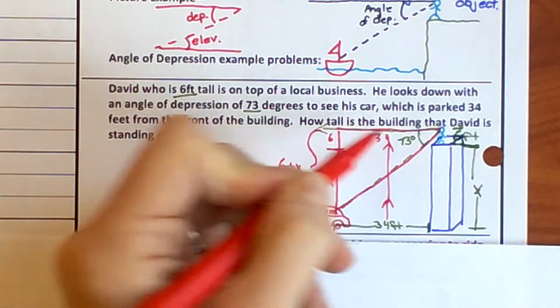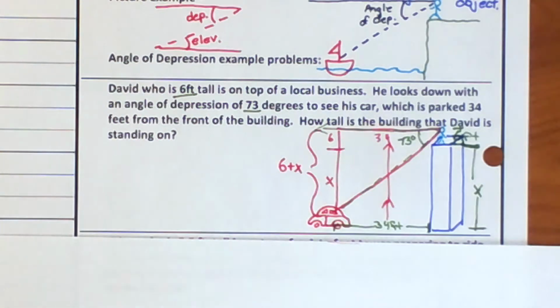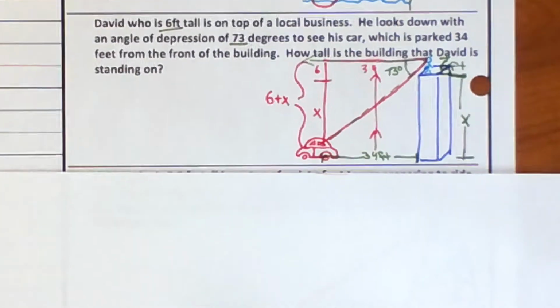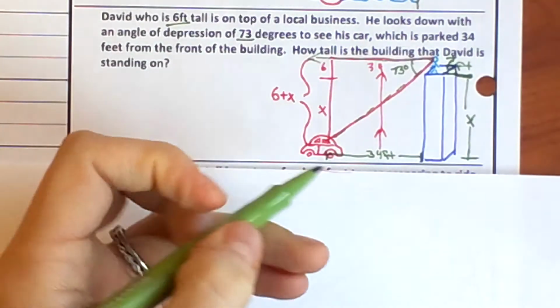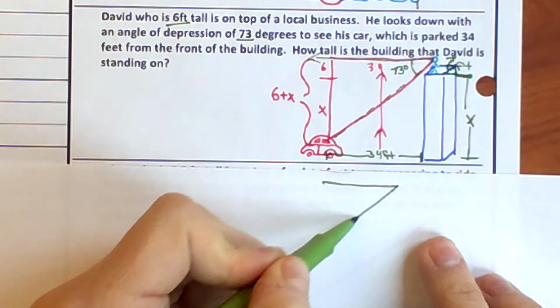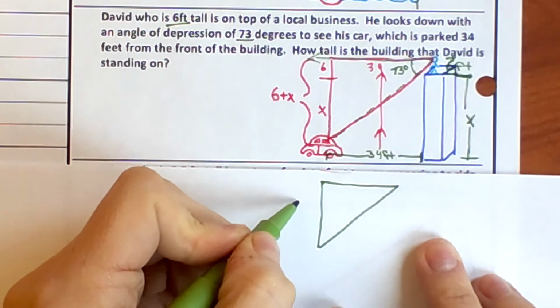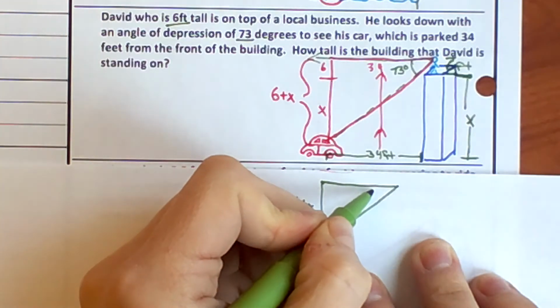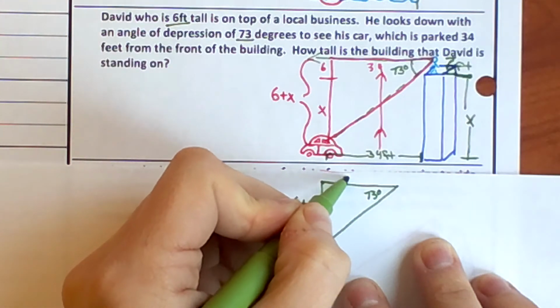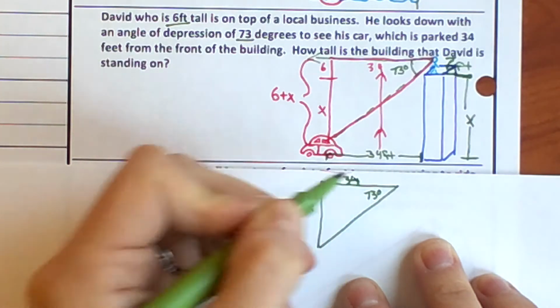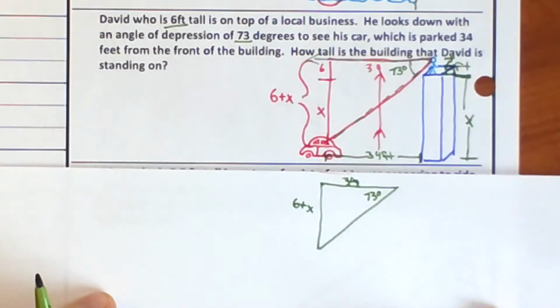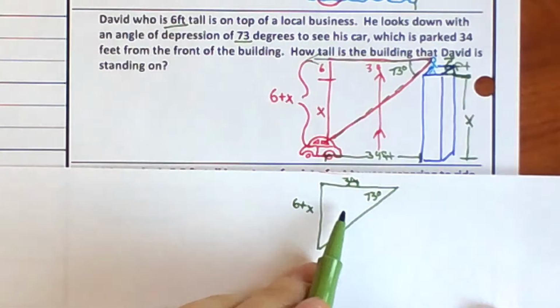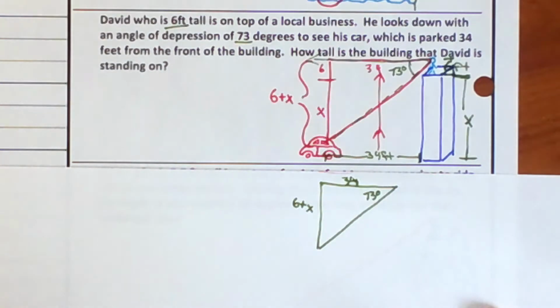That's 34. So I can redraw my triangle just to show you in simplified terms what exactly we're looking at. So we're looking at 6 plus X over here. We have 73 degrees. We've got 34, oops, there we go, 34 right there. So this is just a little bit easier version of what I have going on up there.